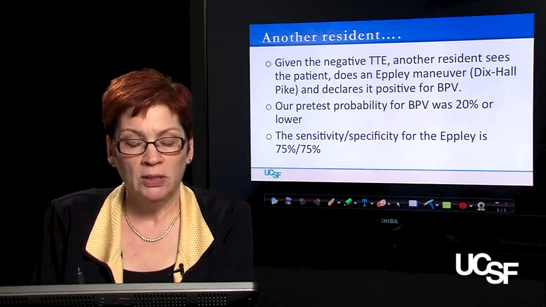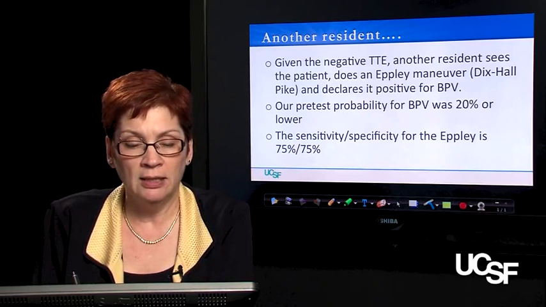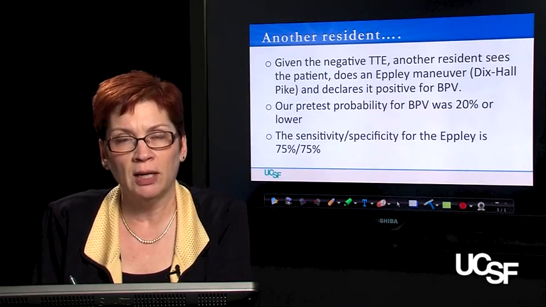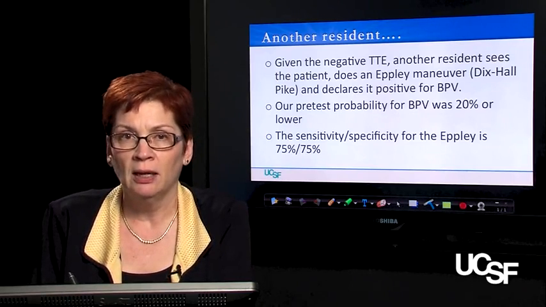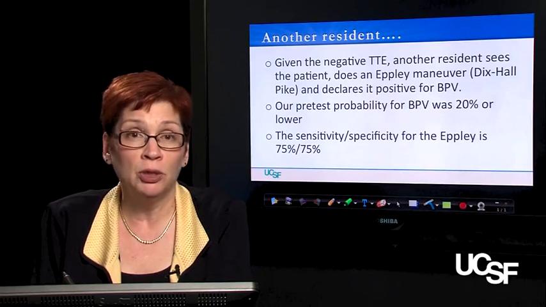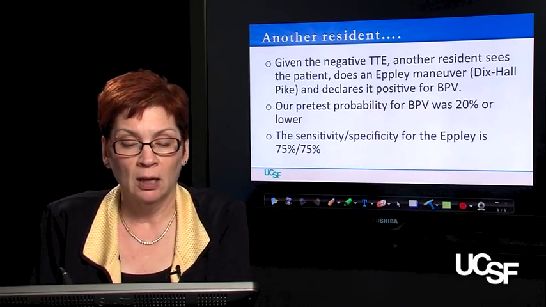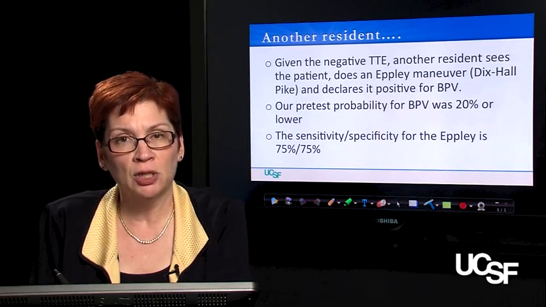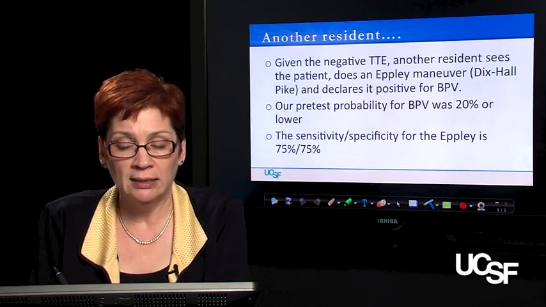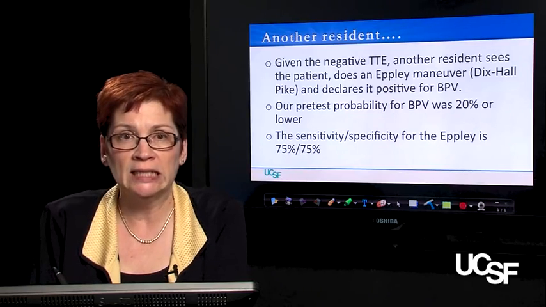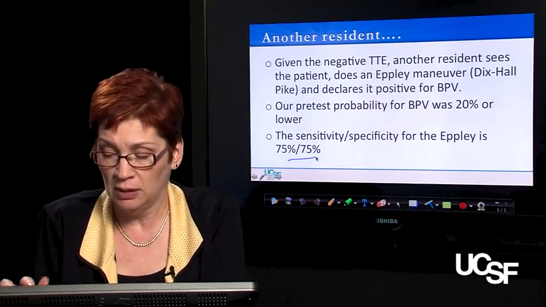So, Mrs. Triglioni is now seen by another team, and they reevaluate her, and one of the residents thinks that she might have benign positional vertigo and performs an Epley maneuver or a Dix-Hallpike maneuver. And I encourage you to look this up, but it's a maneuver in which you manipulate the head to see if you get results that are consistent with benign positional vertigo. Our pretest probability for benign positional vertigo, remember in our tiering, was a tier 3, so 20% or lower. And the sensitivity and specificity for the Epley maneuver is 75% and 75%, which sometimes happen. It's not common to see them identical, but sometimes that happens.